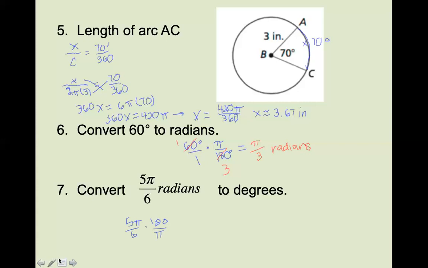All right, so again, I'm going to do some cross canceling. I can get rid of those units. So I can cross off the pi's. I can divide 6 into 180, so 6 goes into 6 once, and 6 goes into 180 30 times. So I'm left with 5 times 30, so I should have 150 degrees. So again, if you're ending up going to degrees, you should have degrees in your answer. If you're going to radians, you should have radians in your answer, and a pi.